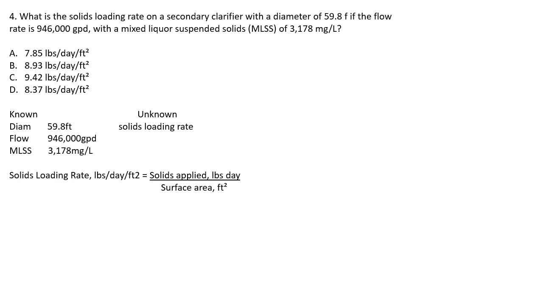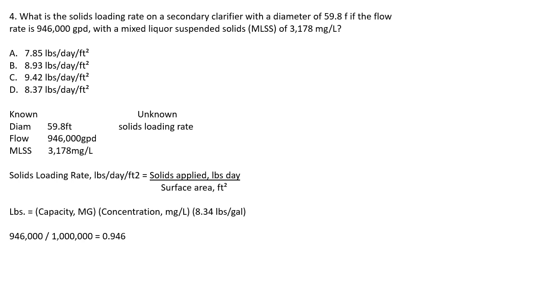The formula for solids loading rate, pounds per day per square foot, is solids applied, pounds per day, divided by the surface area, square feet. So first, let's do a pounds formula to find our pounds per day, which is the capacity, million gallons, times the concentration, milligrams per liter, times 8.34 pounds per gallon. Well, we need to get our 946,000 into MG, so we're going to divide it by a million. You do that, you get 0.946 MG. So now we can plug that into our formula.